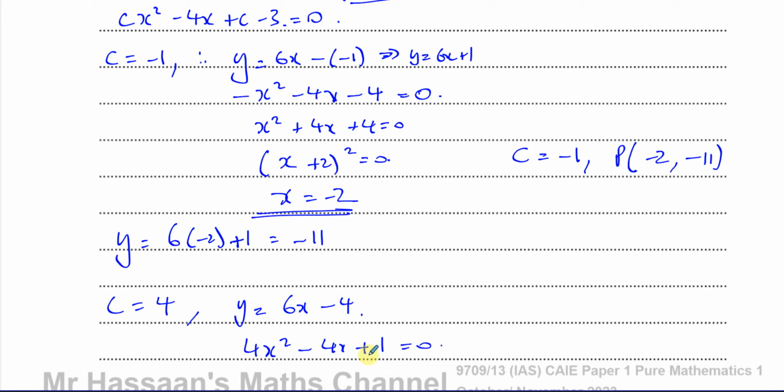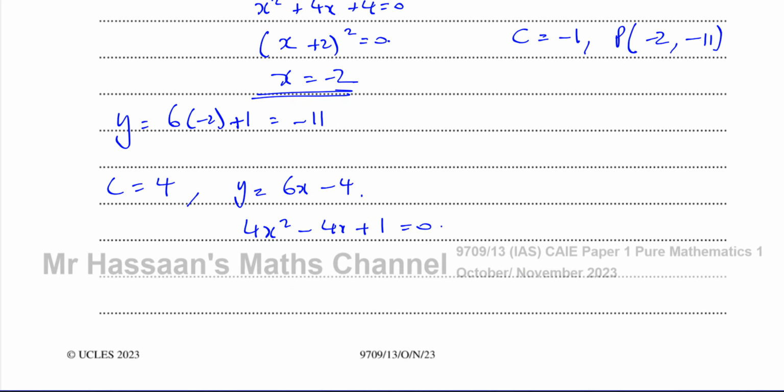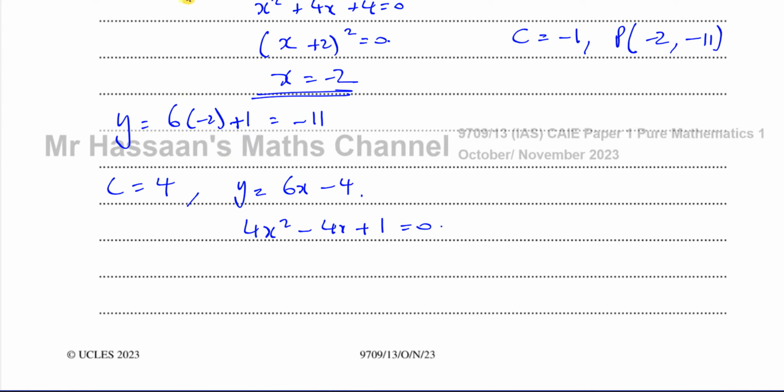So again, we can factorize this and solve it. When we factorize this, again, this is going to be a perfect square. It should give you a perfect square because you need a repeated root. We can see this is going to be 2x minus 1. When you square this, you're going to get 4x squared minus 4x plus 1 equals 0. So we can say x equals a half.